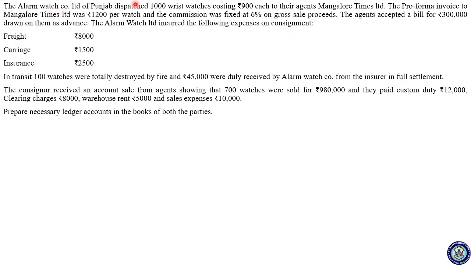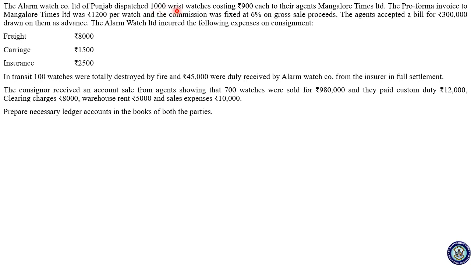So Alarm Watch Company, that is from Punjab, dispatched the goods. The Alarm Watch Company is the consignor and the Mangalore Times Limited is the consignee. This is the invoice price, 1200, and 900 is the cost price. So the difference is the loading price, that is 300. You have to pay 6% commission on the gross sale proceeds.